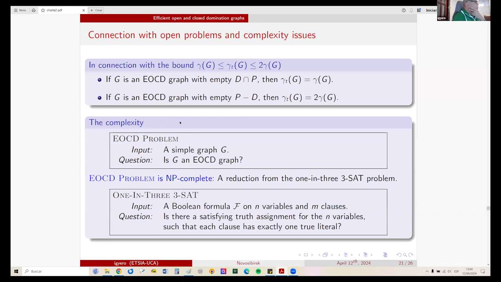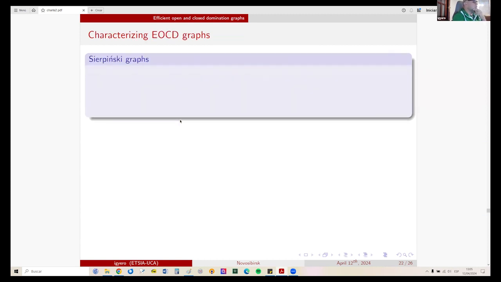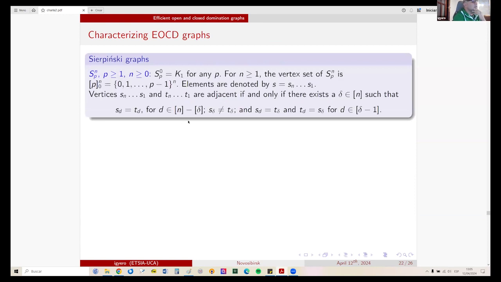There are some graphs for which it is already known that they have an efficient open dominating set. There are some for which it is already known that they have an efficient closed dominating set. And the question is whether they are also efficient open closed dominating, or they are not, or something like that. And then we began, for instance, with the case of Sierpinski graphs.